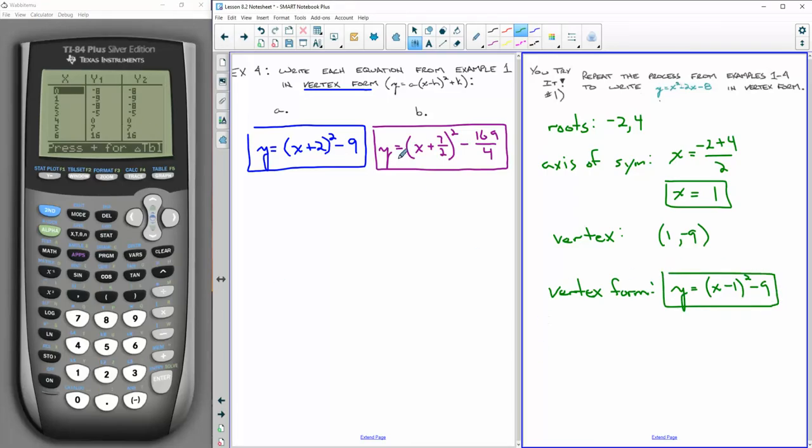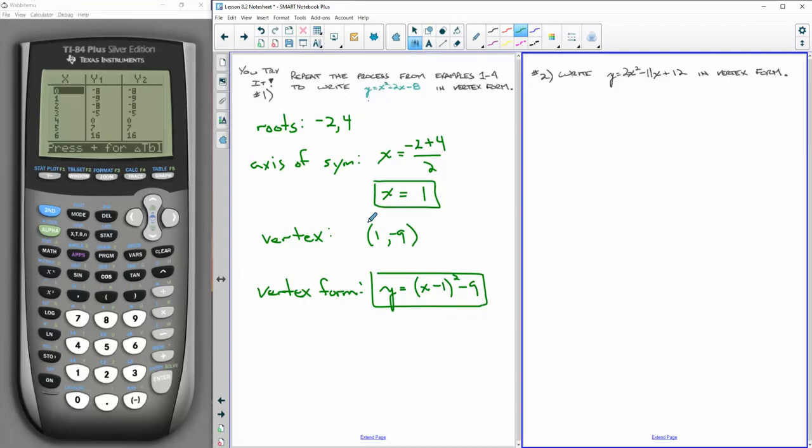4 steps. Again, hit pause. Go through these 4 steps to write this in vertex form. When you get done, press play again, and I'll have the answer waiting for you. Make sure to check your answer too. All right, here we go. Let's try this.